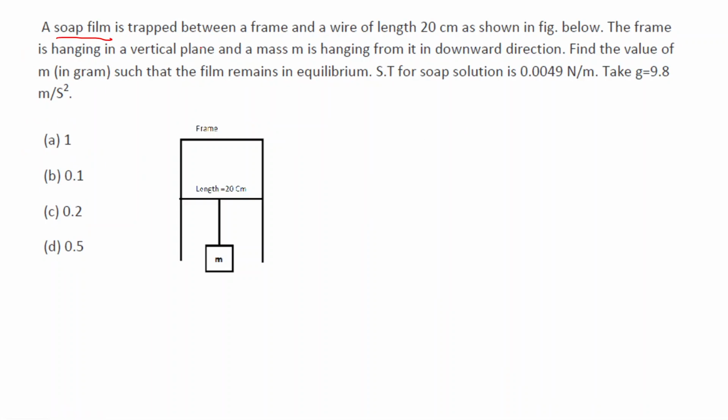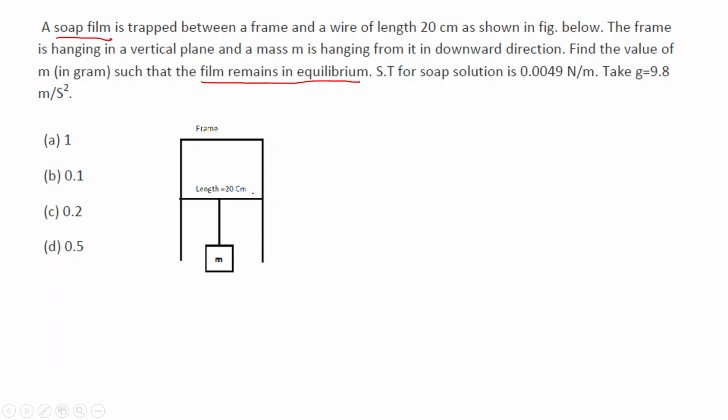Sorry. So that the soap film remains in equilibrium, it doesn't break. Surface tension has been given, the value is this, and acceleration due to gravity is this. So how to find out what should be the value of mass so that the soap film remains in equilibrium.